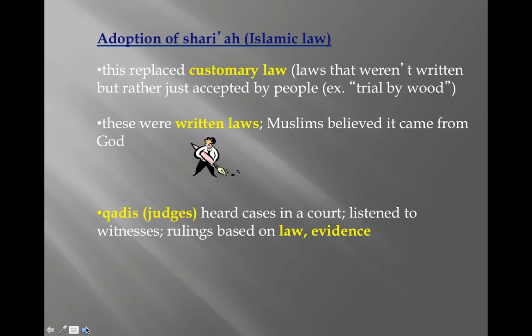So for number 7, the key thing you're writing down is customary law. So I gave you the fact the adoption of Sharia Islamic law replaced laws that weren't written down, and those were called customary law. So that was the difference. Now it was more specific and written down, so that obviously wasn't just tradition anymore. Law was more uniform throughout different places. And these were written down as opposed to passed along orally from person to person over time.